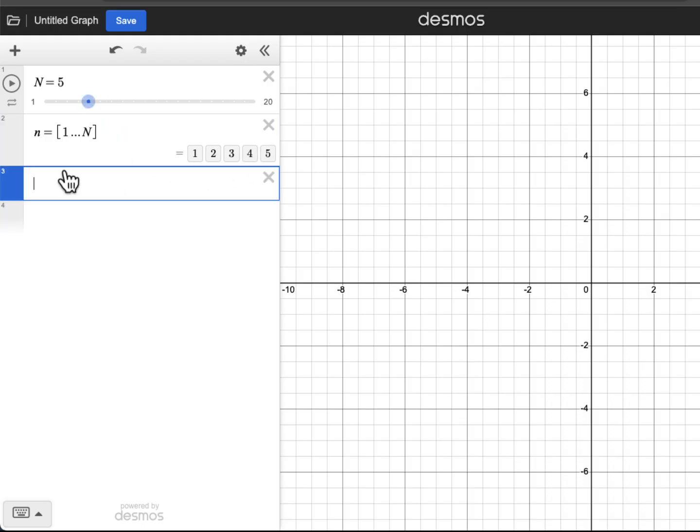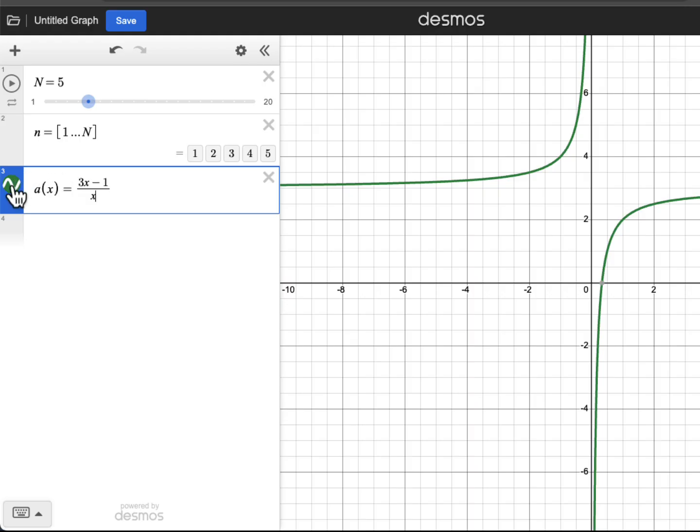In the third line, define the function, but use function notation, so a of, and then I'm going to use the input variable x instead of n, because Desmos is programmed to recognize x as an input variable. And then this equals, and then copy the explicit formula, except use x's, so 3x minus 1, all over x. Hide the image, I don't need to see it.